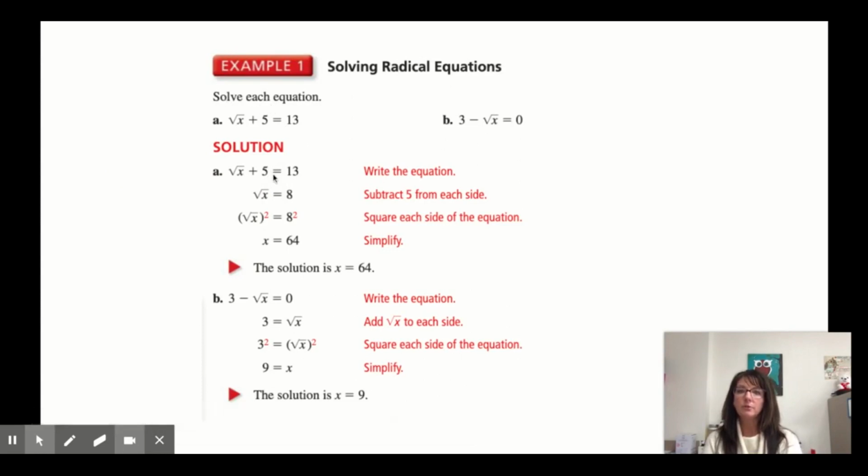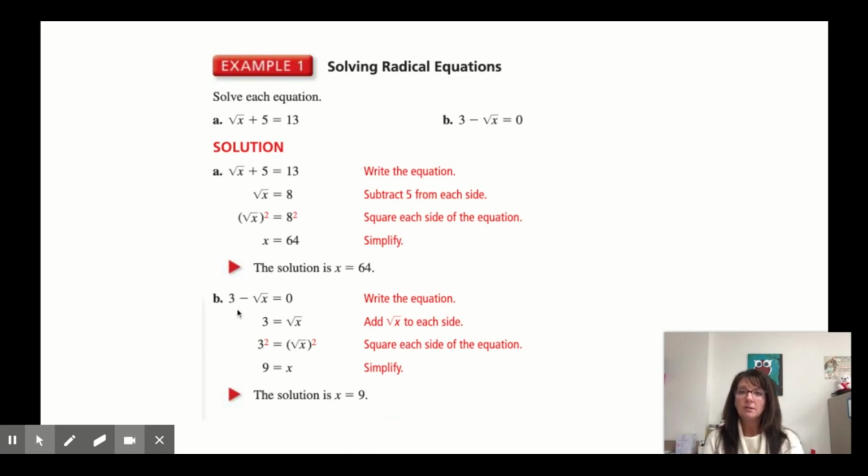Solve the equation. The first thing we're going to want to do is subtract 5 from both sides because we want to isolate the radical. So we get square root of x is equal to 8. Then we can square both sides of the equation, right? That's the inverse of taking the square root. So we'll get x is equal to 64. That kind of makes sense. You can check your work and so forth here.